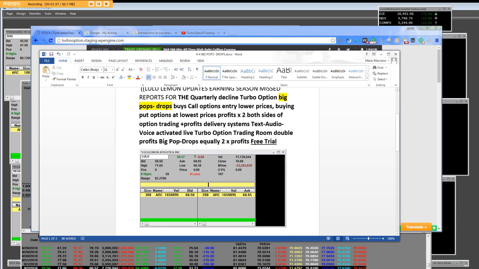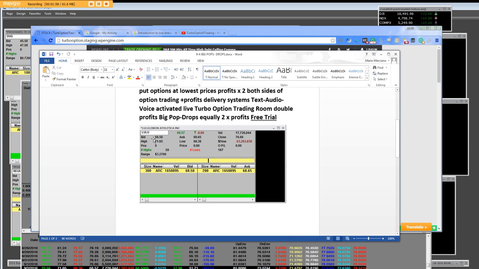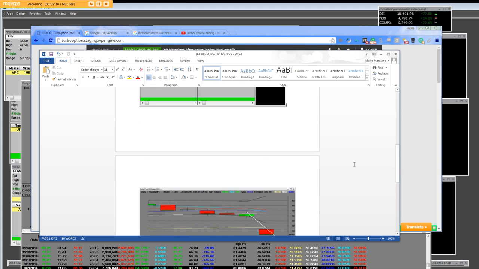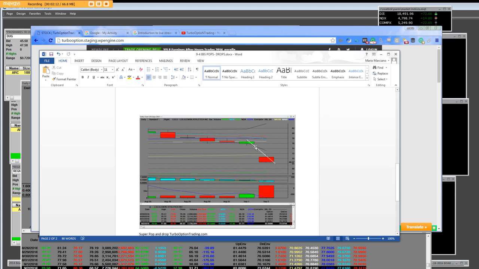And just remember, take your free 5-day trial so you can see Lululemon right here, 17 million shares traded, and it had 187 lows and 59 highs. Now you've got to convert that into your option trading. And here's where this big gap is, what we call the pop and drop.